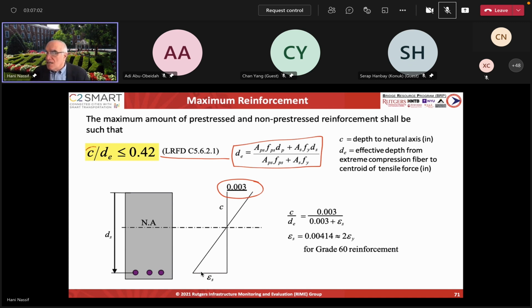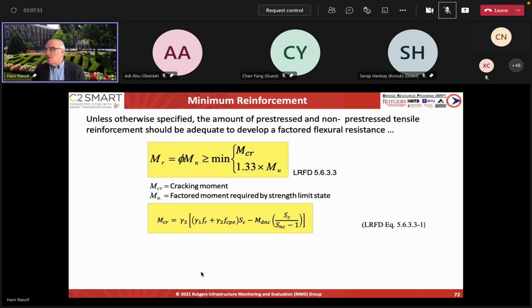And at the same time, he came up with this condition, which is c over de, and to ensure ductility, that should be less than 0.42. This goes back to the idea, here, you can see. Approximately, he said, if you look at this, it means that the steel has reached about twice epsilon y, if you draw it at ultimate. So this is about ductility, about making sure that the failure mechanism is a type of failure where you would guarantee that it will fail the way the code wants it.